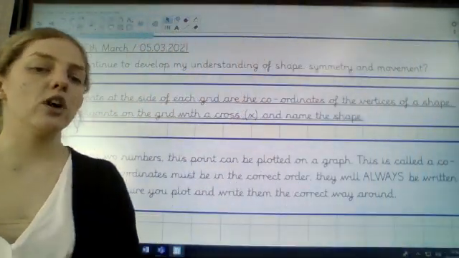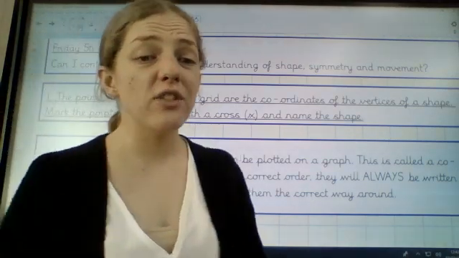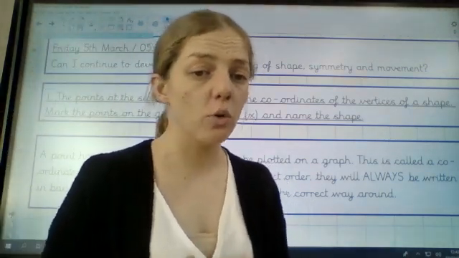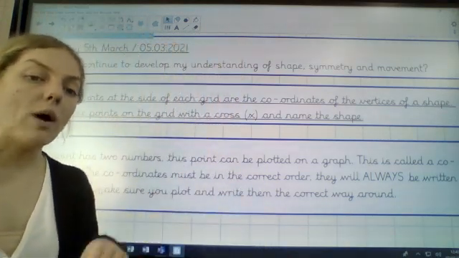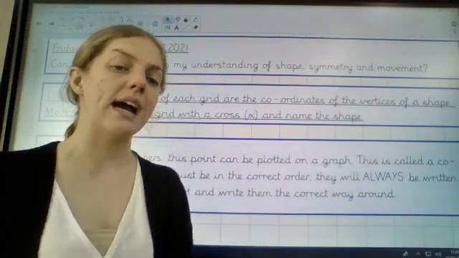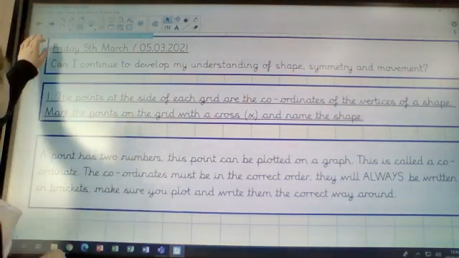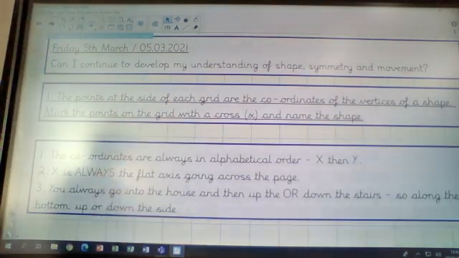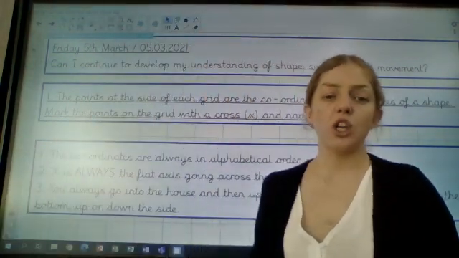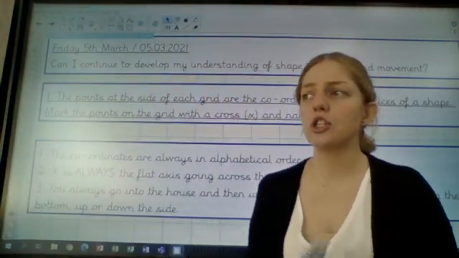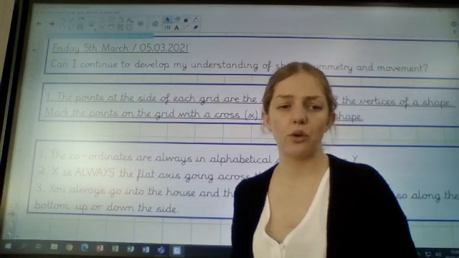So if you did have a go of that warm up, you might have realised that one of them did write the coordinates down incorrectly, and you will see why it's important that you write them down correctly, okay? So there are 3 key tips to remembering how to plot and write a coordinate down correctly.